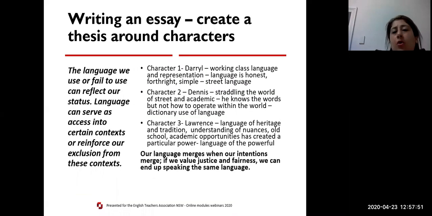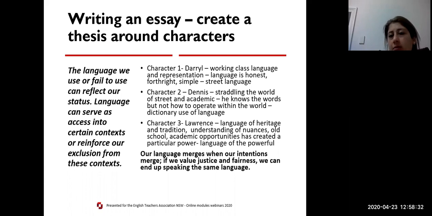Writing an essay, how do you go about doing it? You can do it around characters. So here's a thesis to a potential question. The language we use or fail to use can reflect our status. Language can serve as access into certain contexts or reinforce our exclusion from these contexts. So I would pick Daryl, and how does Daryl's language reflect his status? Dennis's language and how that reflects his status. And then Lawrence's and how that can give us status as well. Our language merges when our intentions merge. If we value justice and fairness, we can end up speaking the same language. That might be something you move towards concluding.